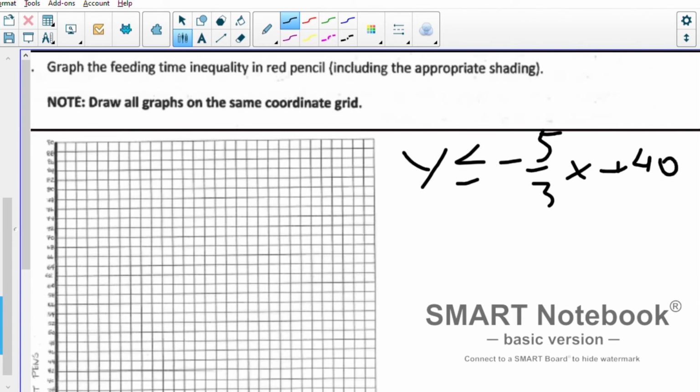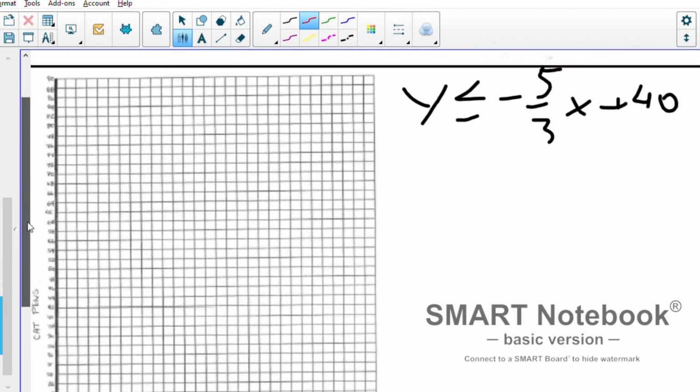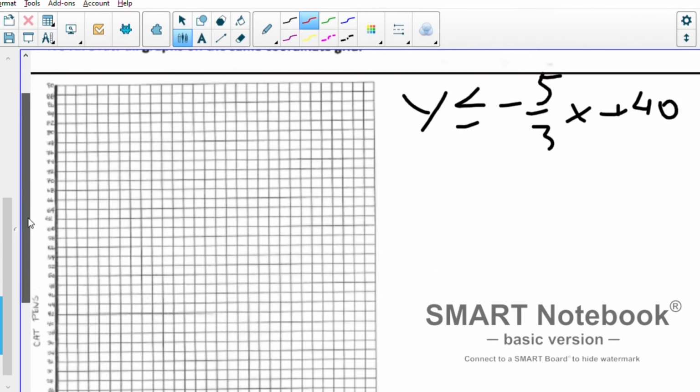All right. Now we need to graph these all on the same grid. We're going to create a system of inequalities, which will help us know what our possible choices are. We're tasked with doing this in red pencil. I don't really care what color you do it in. So if you end up doing it in another color, you're not going to lose points for that.